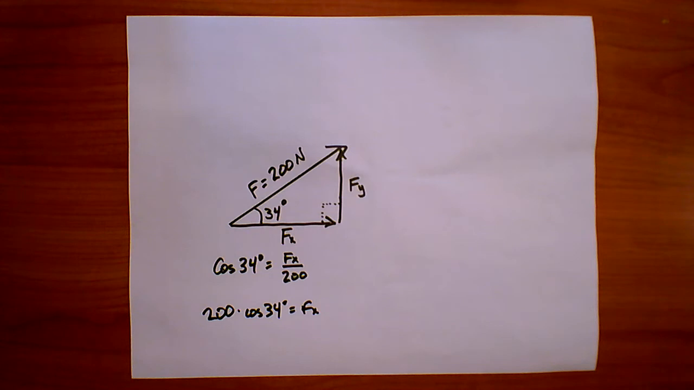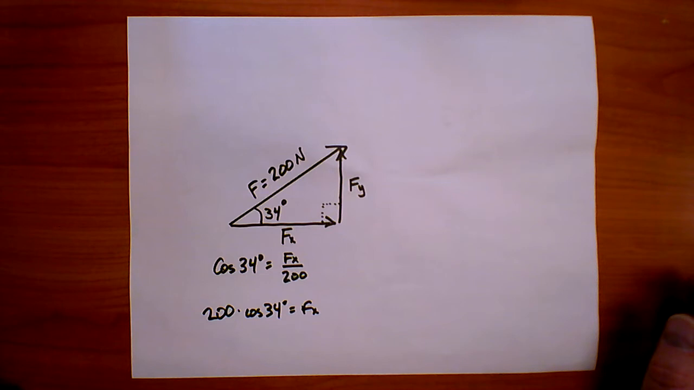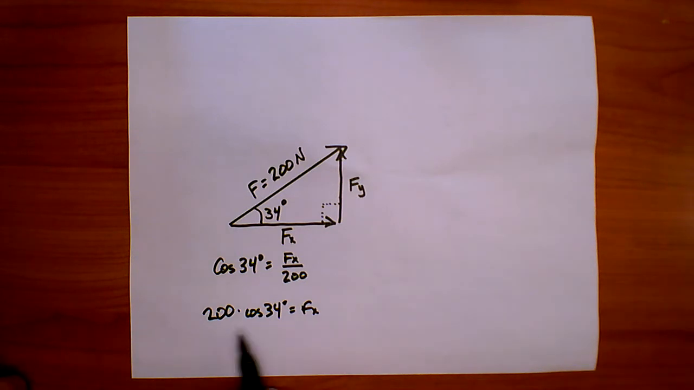After I make sure that my calculator is in degree mode, and it's really important to make sure that your calculator is in degree mode if you're measuring the angles in degrees. There are different ways to measure angles. One of them is degrees and one of them is radians. If you're measuring in degrees, then your calculator should be in degree mode anytime you're doing sine, cosine, or tangent. In this case, we're doing cosine of 34 degrees times 200.